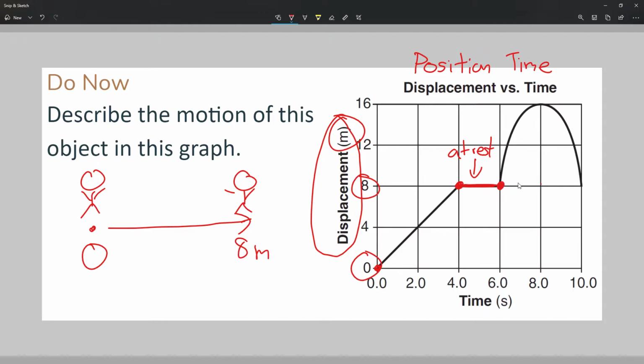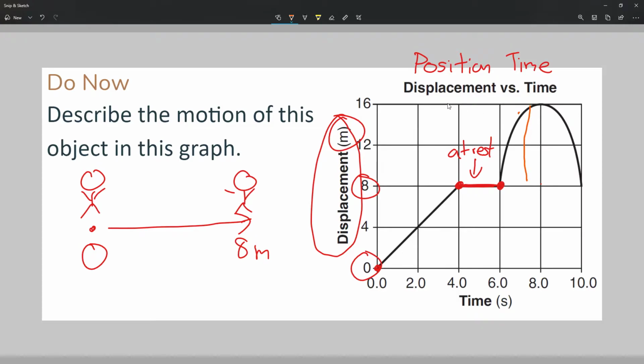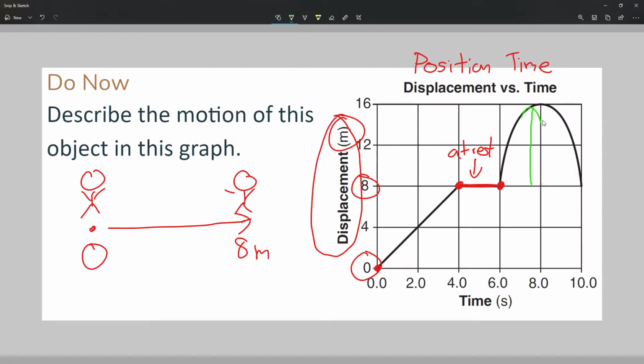And then from 6 to 8 seconds, you go from a position of 8 meters to a position of 16 meters. Let me draw this using a different color. So you go from a position of 8 to a position of 16 in the next 2 seconds. So you go even further, and now you're at 16 meters. I'm sorry, this overlaps. In hindsight, I should have made it smaller.